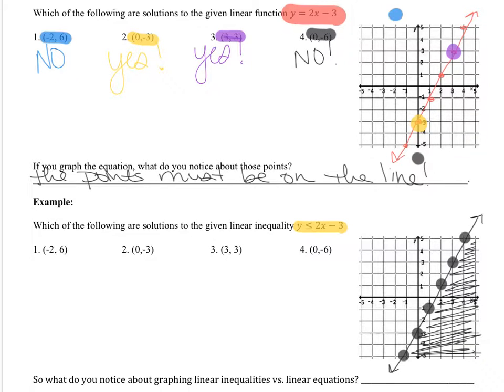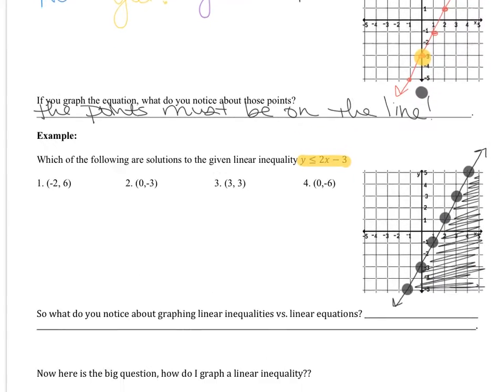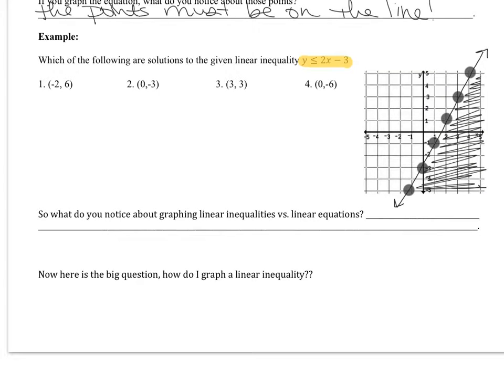So up here above on this problem, in order for one of these ordered pairs to be a solution, it had to be on this line. With an inequality, when you graph an inequality, in order for one of these ordered pairs to be a solution, it has to either be on the line or it has to be in the shaded area. So let's take a look. If I highlight my first one, (-2, 6), that's up here. Is that in my shaded area or on my line? No.